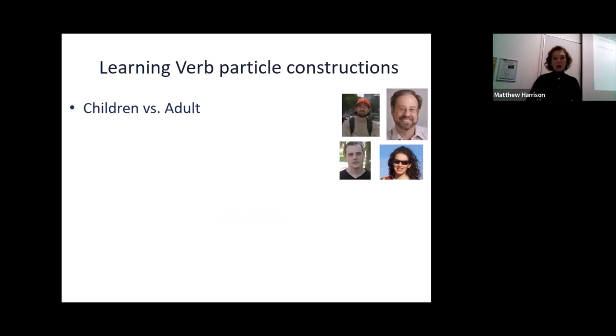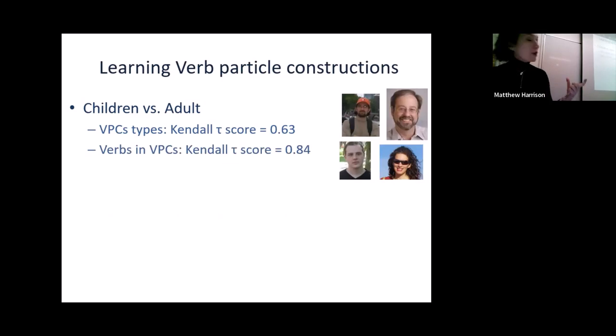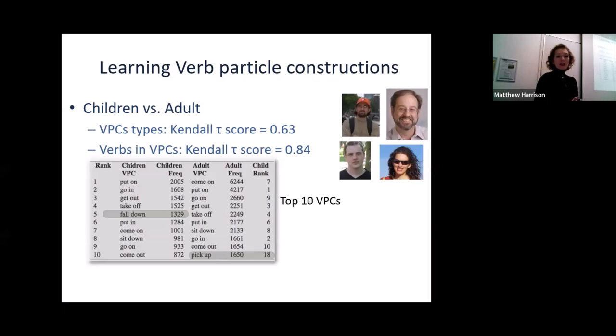I'm going to briefly mention one of the corpus studies that we did, comparing children's verb particle constructions with adults'. So we looked at child English corpora, and we compared the verb particle constructions that were used in the sentences produced by children and the sentences that children were seeing there. And what we found was a really high correlation, 0.63 Kendall score, between the VPCs, verb particle constructions, that the two groups used. And when we looked at the verbs, we saw there was even greater agreement. The group of verbs that they were employing in these constructions was quite limited. And when we looked at the top 10 preferred verb particle constructions in the children's data and in the adults' data, we saw that it was basically the same top 10, just the order was slightly different.